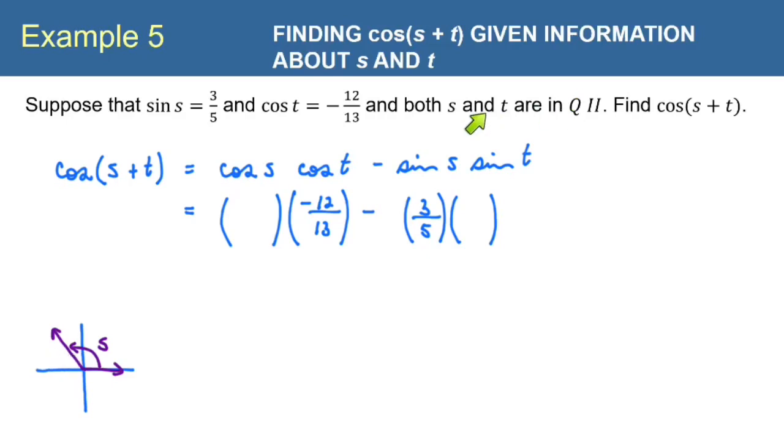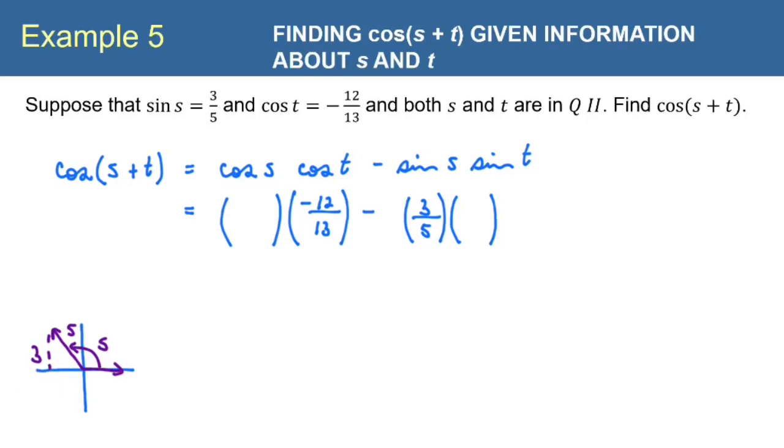We know it's a quadrant 2 angle, and if we draw our little dotted line down to the horizontal axis, and remember that the sine of S is 3 over 5, we know that the definition for sine was y over r, so the vertical side of our triangle is 3 and the hypotenuse is 5. And in order to figure out what the cosine of this angle is, we just need to figure out the length of the horizontal side.